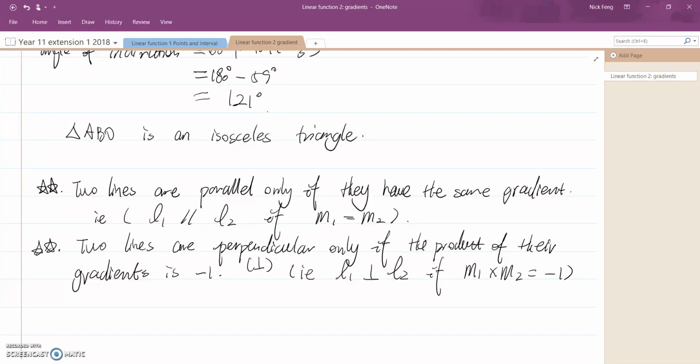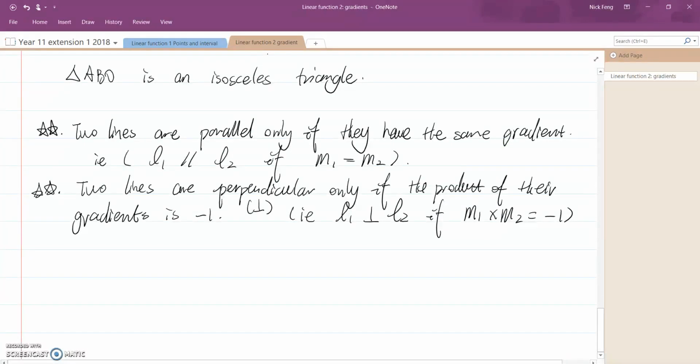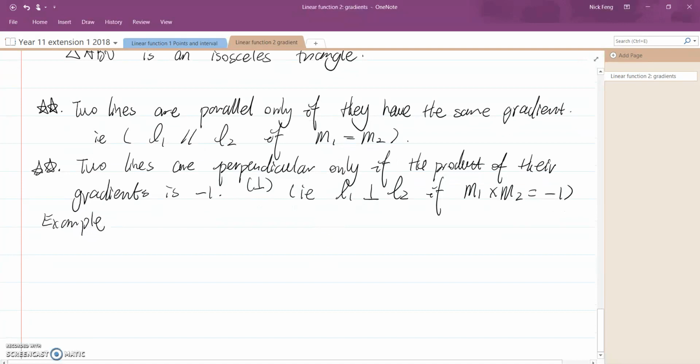Okay, so let's take a look at an example. Remember, all of this has been done in year 10. Here is simply just a revision. And if you don't remember, pick it up right now.